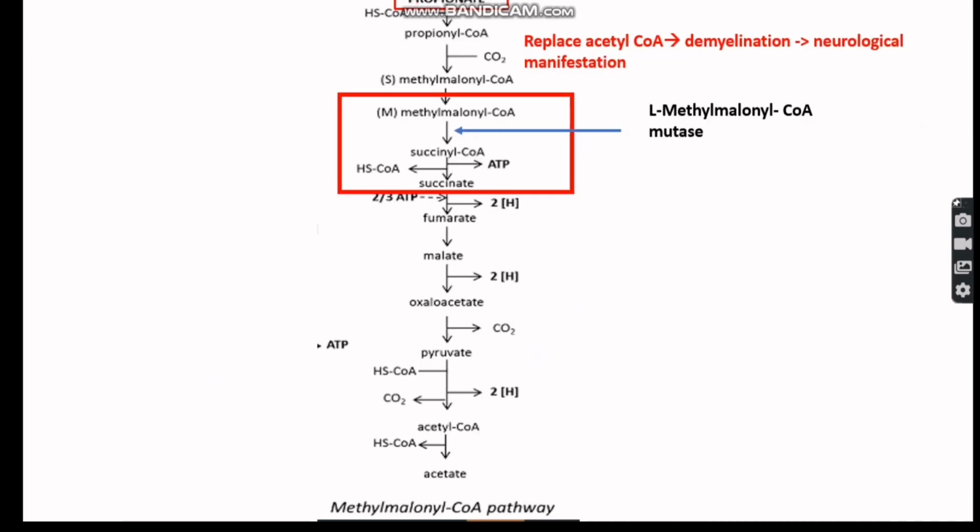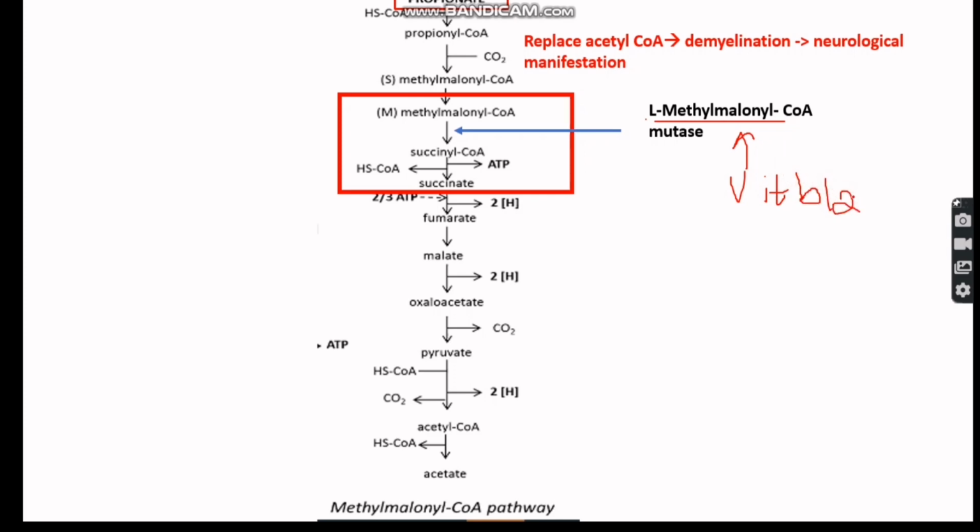So this is propionate. Okay. So propionate will be degraded, it will be converted into acetate. So during its degradation, methylmalonyl-CoA will be converted into succinyl-CoA with the help of enzyme, that is L-methylmalonyl-CoA mutase. This enzyme requires vitamin B12 as a cofactor.